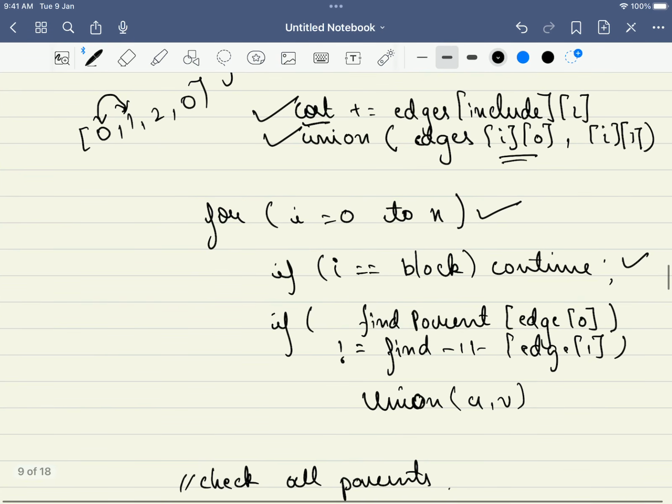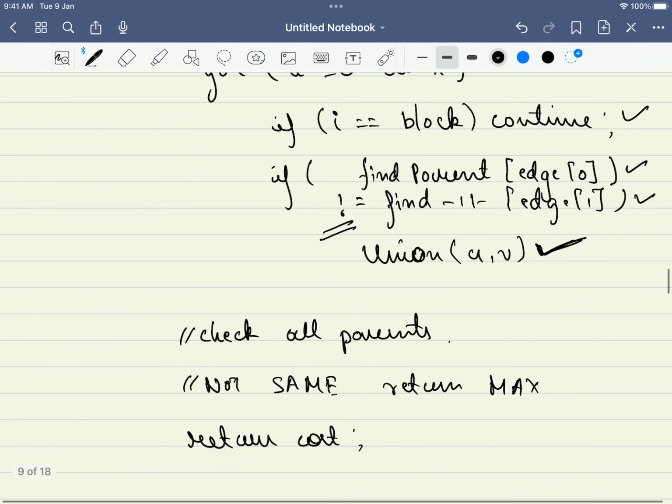Then we will find the parent of both of them. We will find the parent of 0, we will find the parent of 1, and if both of them have the same parent, we will not do anything. However, if they have different parents, the option is to union them, that is connect them. Now, even after forming the connection, we have to check one thing. Who is the ultimate parent of all the nodes?